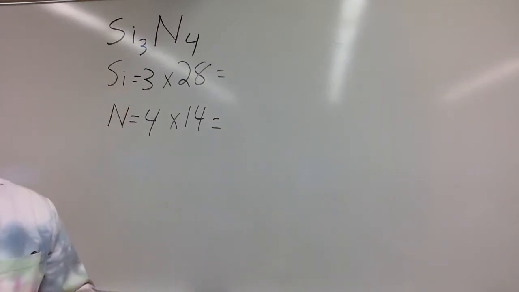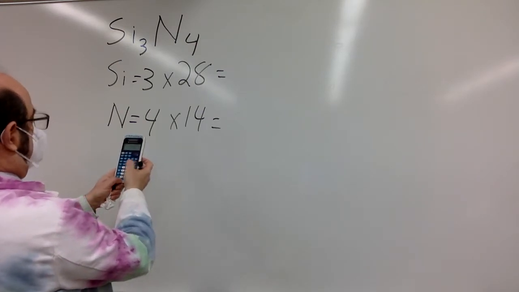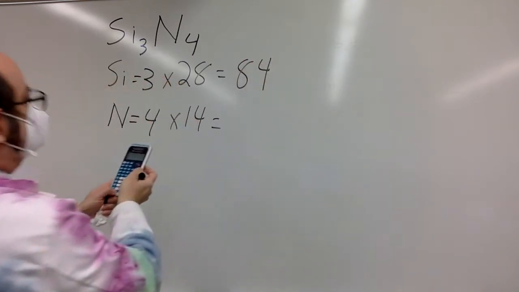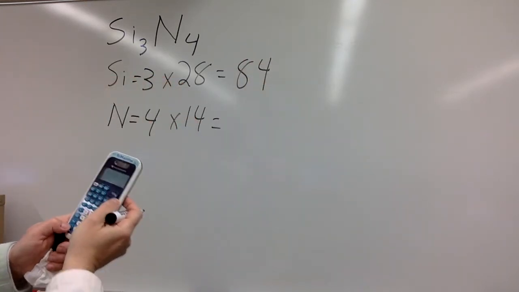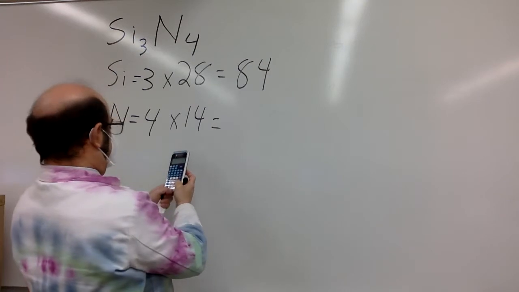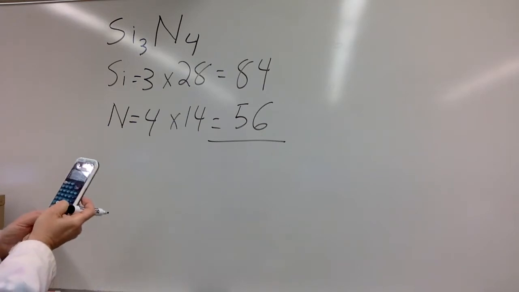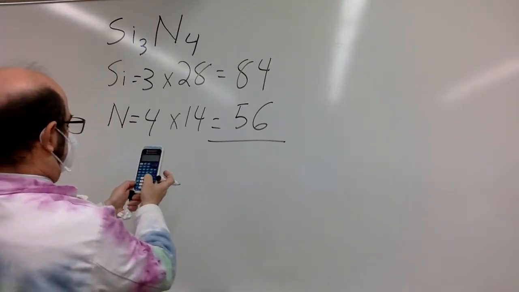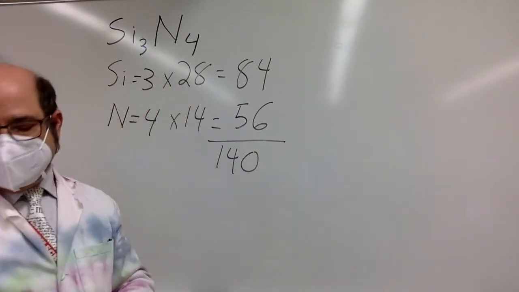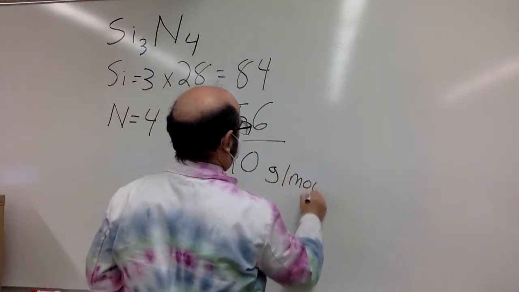So now, take out our calculators, push our buttons. 3 times 28 gives us 84. And then we have 4 times 14, which gives us 56. So we add them together, and we get 140 grams per mole. Grams per mole with an E.